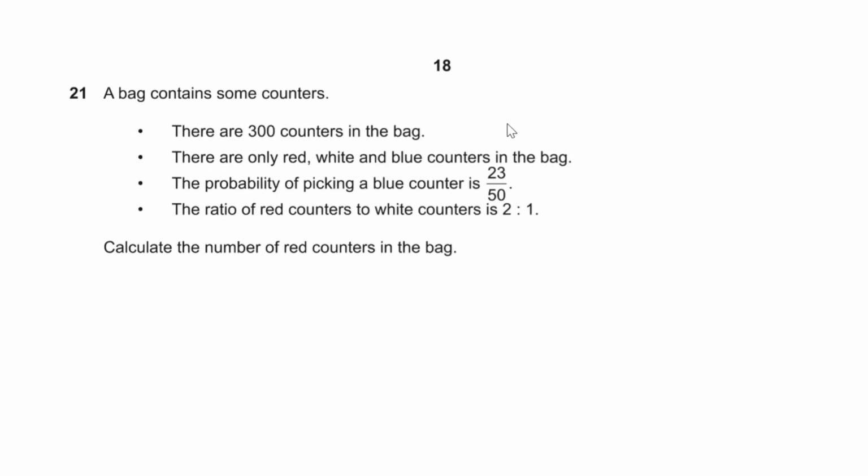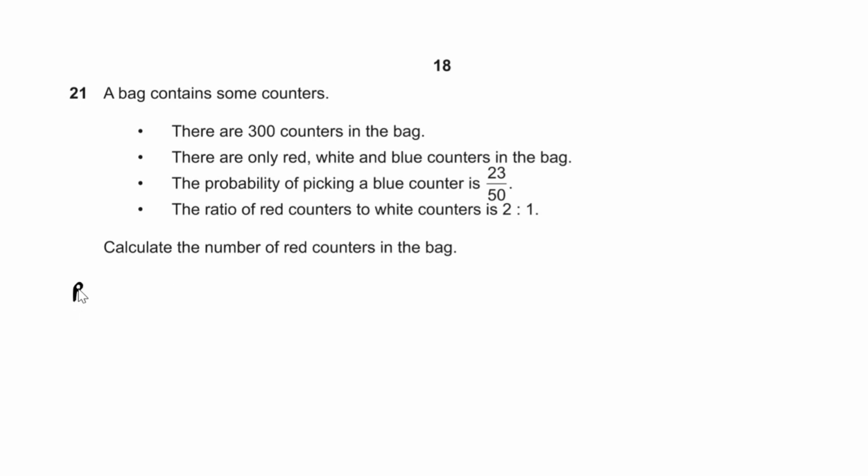Question number 21. A bag contains some counters. There are only 300 counters in the bag. There are only red, white and blue counters in the bag. The probability of picking a blue counter is 23 over 50, and the ratio of red counters to white counters is 2 to 1. We have to calculate the number of red counters in the bag.